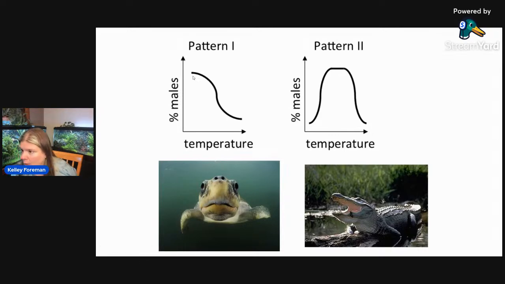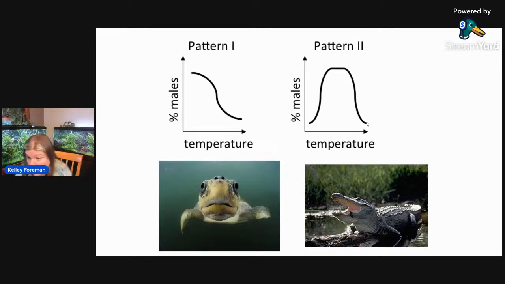So that's pattern one. And then pattern two, this is what American alligators do, and I think other crocodilians too, so relatives of this little guy right here. Males form at most of them at like the even-steven kind of gradient, so the average temperatures. And then if it's a little too cold or a little too hot on either end, that's where you get females forming.